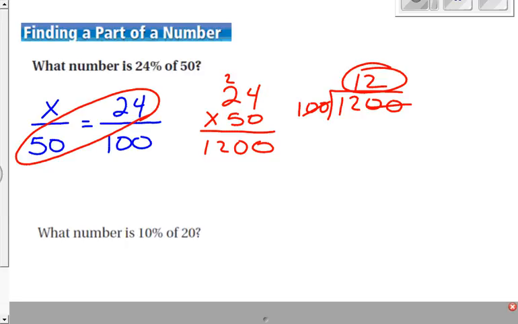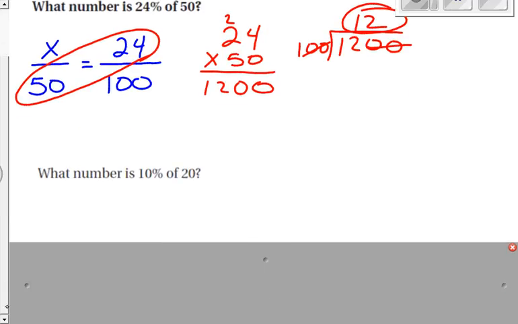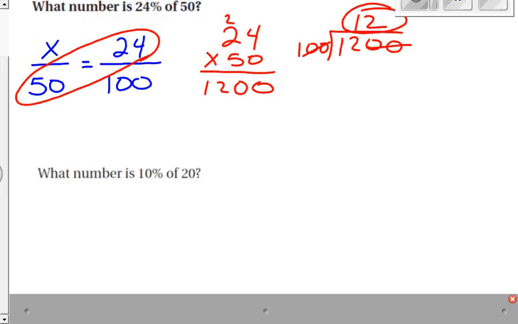The next one says, what number is 10% of 20? So again, we're going to use is over of equals percent over 100. So it says 10%, so it's going to go on top, above 100, of 20. So we're going to put it where our of is. We don't know our number.